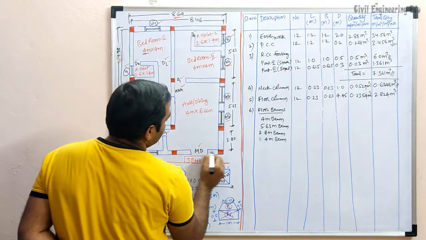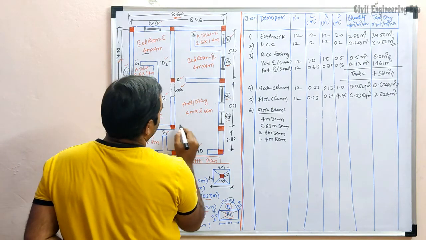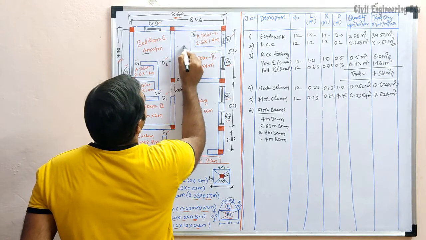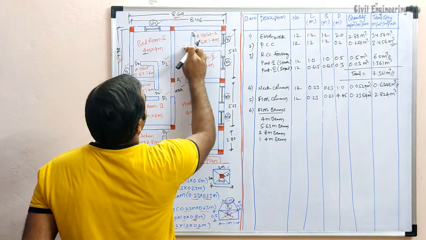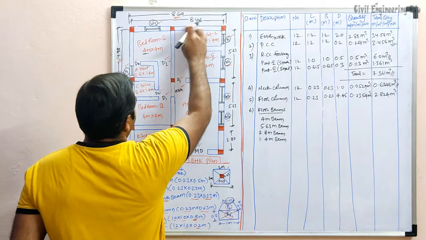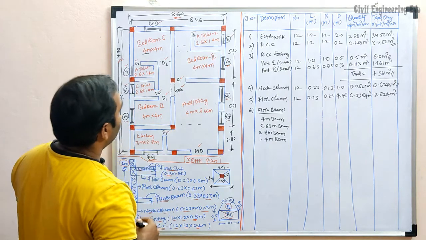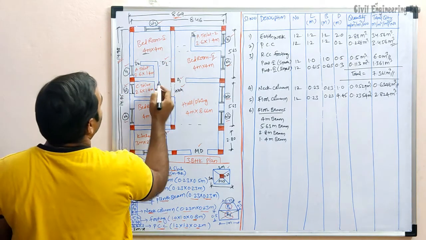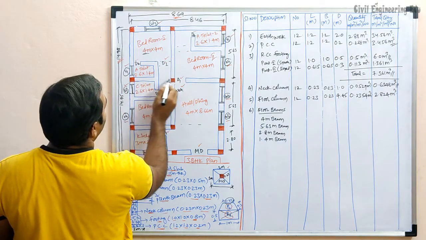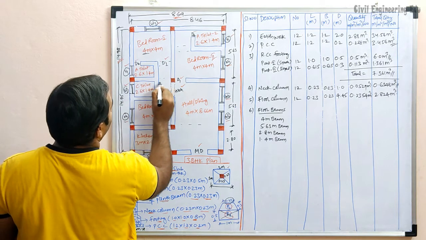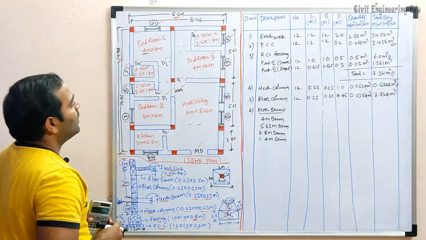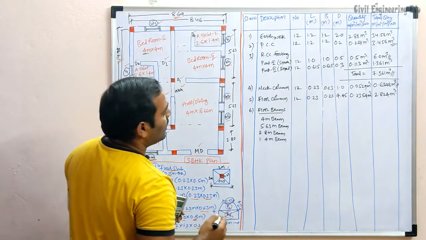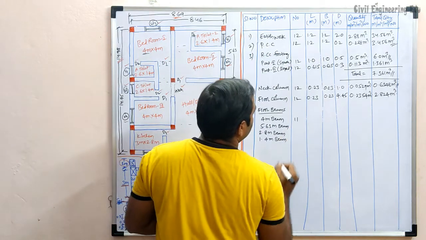Here also beam number 6, beam number 7, here beam will come, beam number 8, and here also beams number 9 and beam number 10. Total 10 beams are there. And one more beam here connects two columns. So this is also one more beam. Total 11 beams: 10 plus 1, one other beam will come here. Total 11 beams.